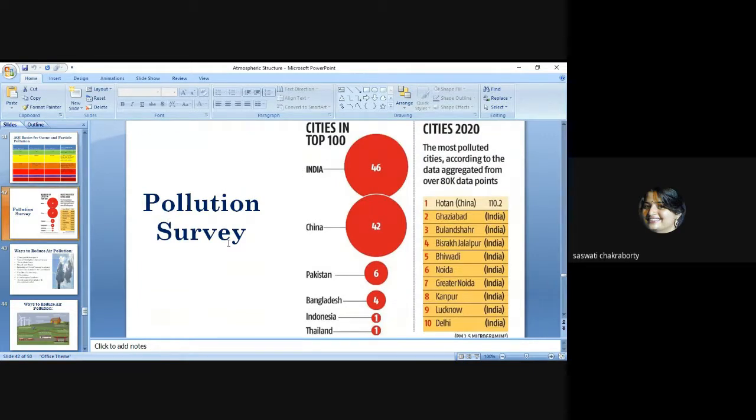Look, this is a pollution survey of cities in the top 100. See, here India has maintained its position nicely, isn't it?